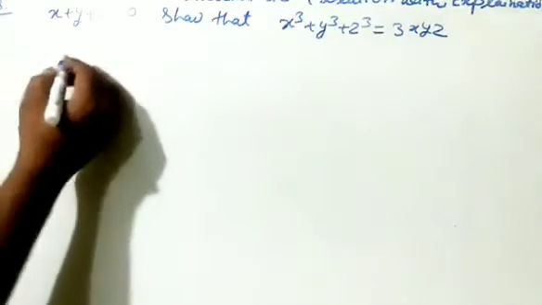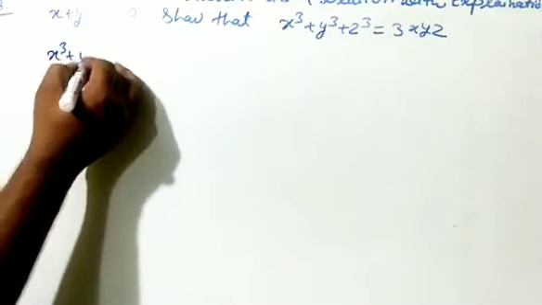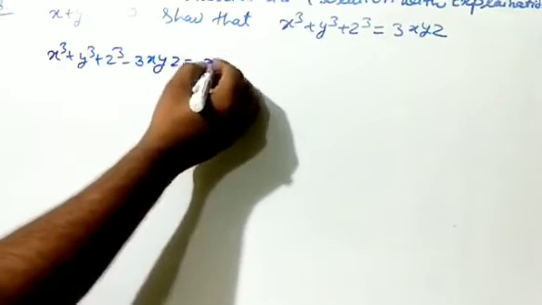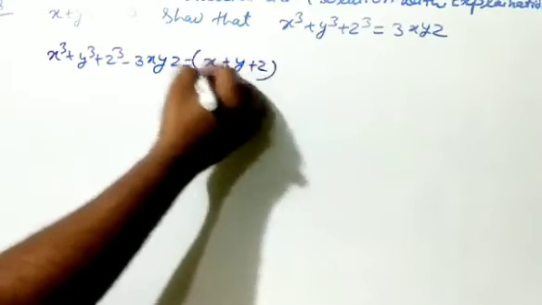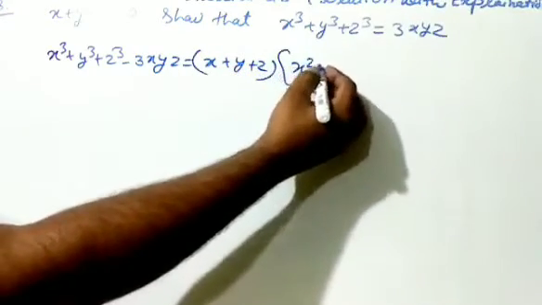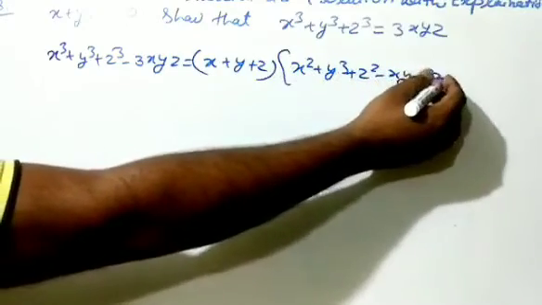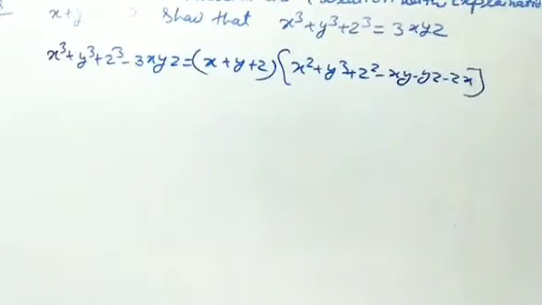I am writing here: x cube plus y cube plus z cube minus 3xyz equals (x plus y plus z) times (x square plus y square plus z square minus xy minus yz minus zx). Okay, this is our identity.